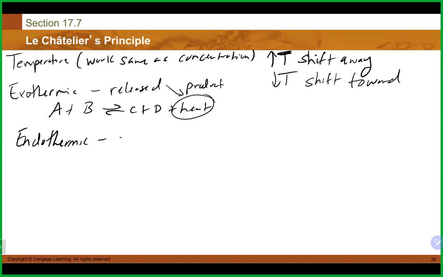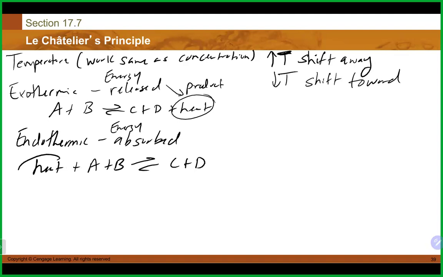In an endothermic reaction, heat is absorbed. And in that case, we think of heat and energy as a reactant rather than a product. So if you increase the temperature of an endothermic reaction, it'll go to the product side. If you decrease the temperature of an endothermic reaction, it'll go to the reactant side, or go towards it in this case.